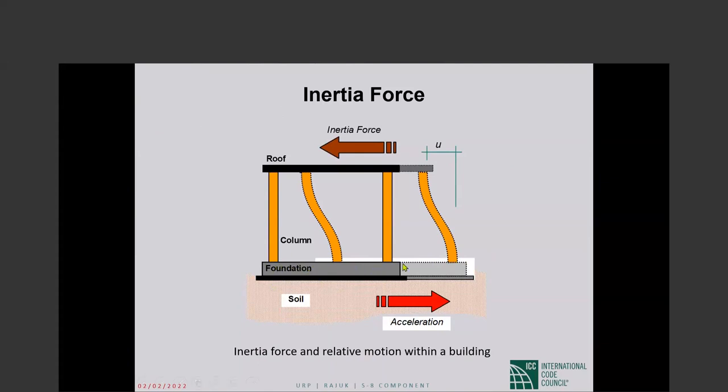The foundation has moved, but the mass which is at the roof level wants to stay back where it is. It doesn't want to go with the foundation. So ultimately, what we end up with is something like shown in the picture. The foundation moves that far, the roof moves only a part of that distance.